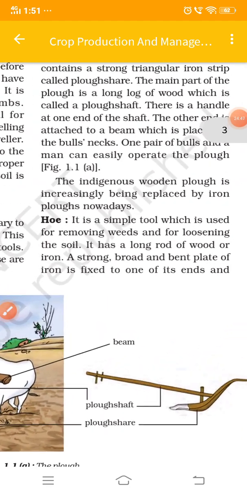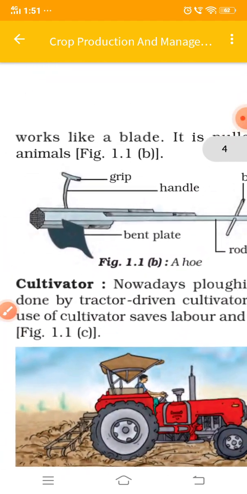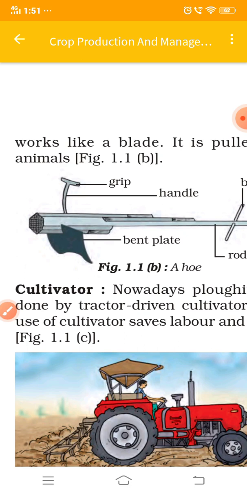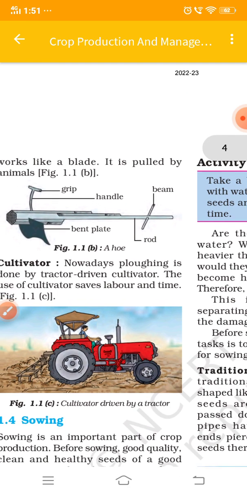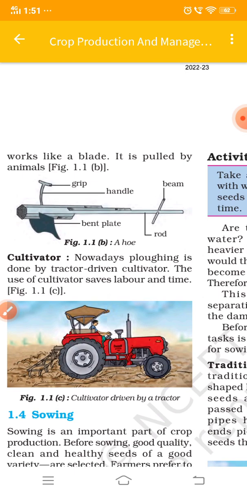Hoe means a simple device which is used to remove the weeds, and it is also easy. This one is a hoe. They have just explained how it works and how it looks. It's bent at the first part, a bent plate or blade, whatever. Cultivator. Nowadays plugging is done by tractor driven cultivator, which can cultivate crops, which can dig up the ground. The use of cultivator saves labor and time, of course.